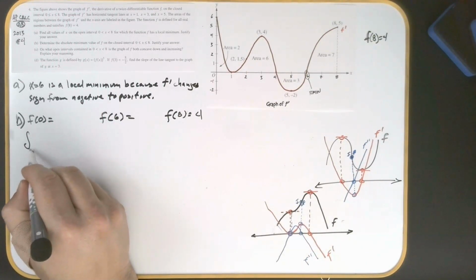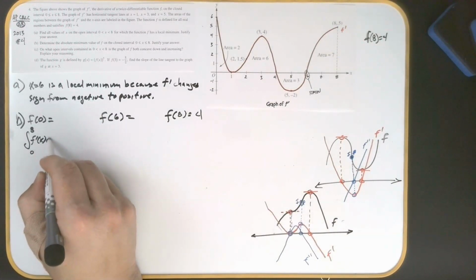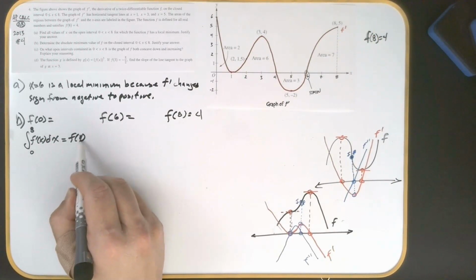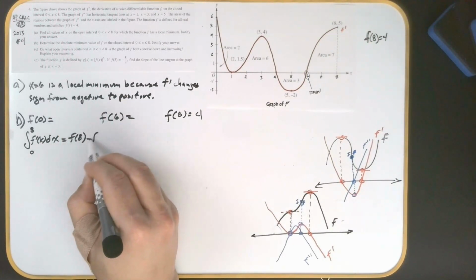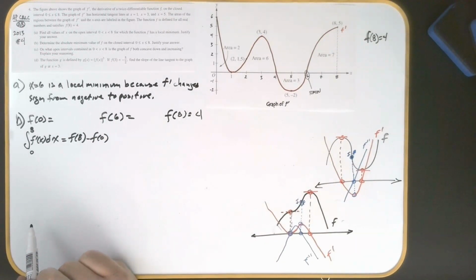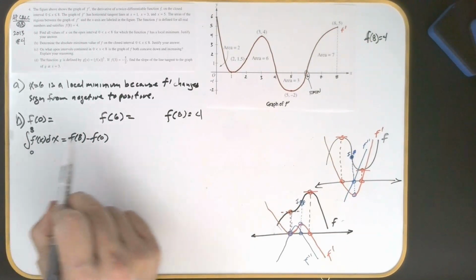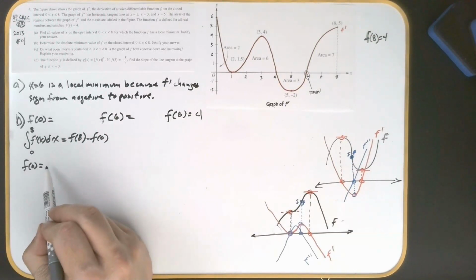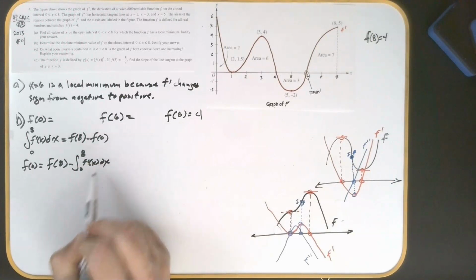I'm going to integrate from 0 to 8 f prime of x dx. Now I know by the fundamental theorem that that is equal to f of 8 minus f of 0. Okay, now I'm trying to figure out f of 0. So I'm going to add f of 0 to the other side, subtract the integral over. I know f of 8. So this means that f of 0 is equal to f of 8 minus the integral from 0 to 8 of f prime of x dx.